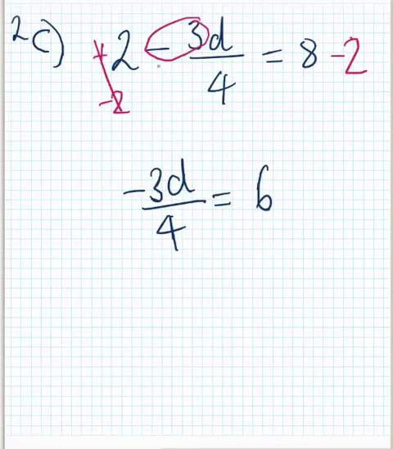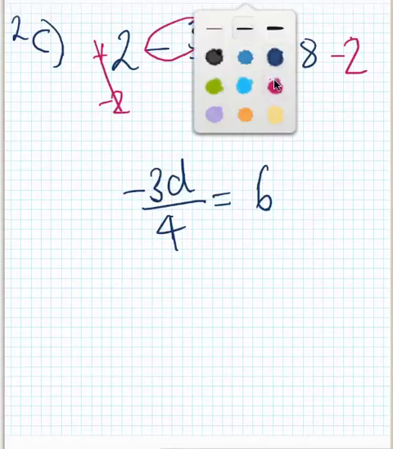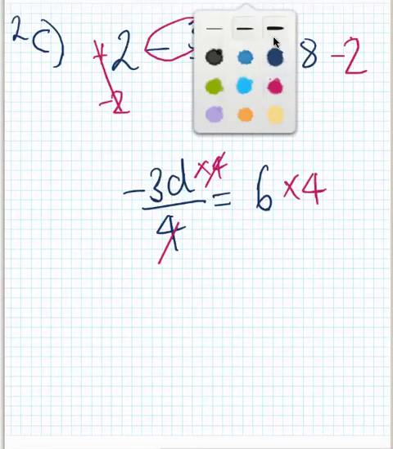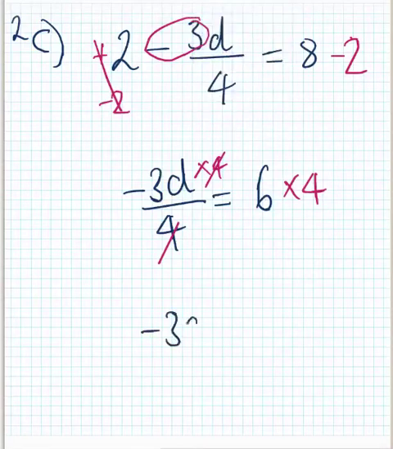Now, I forgot to mention the negative was really sitting in the middle, but you can choose for it to belong to the 3 or to the 4. I've made it belong to the 3. It's your choice. My next step now is to get rid of the 4. It's on the bottom. It's the furthest away. Because we're dividing by 4, we times by 4, cancels out, and times by 4. So we're left with minus 3D equals 6 times 4 is 24.